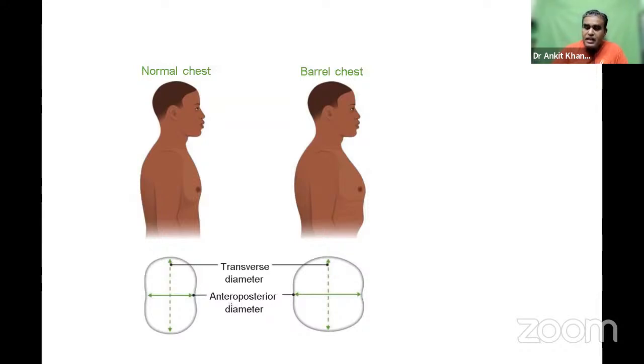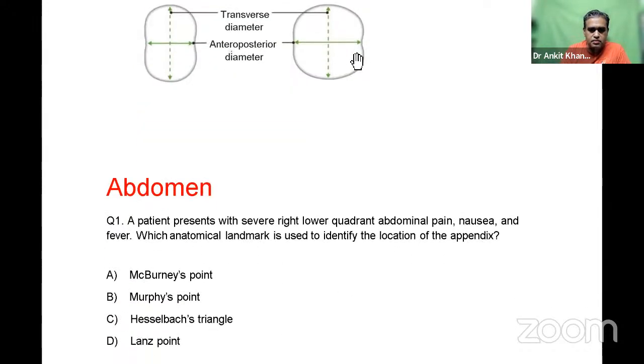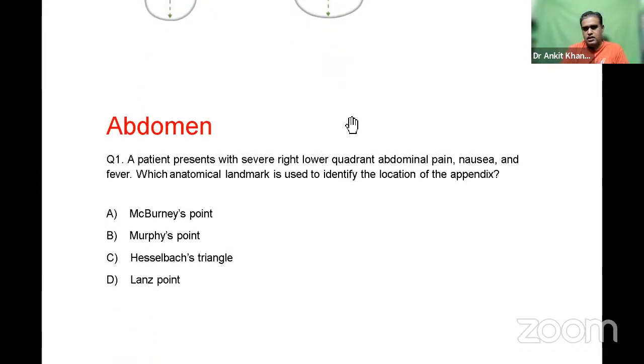AP diameter is increased in barrel-shaped chest. A very good question, and we should know this. Okay, let us see the next one. Come to the abdomen part now. Okay, let's see the abdomen part now.